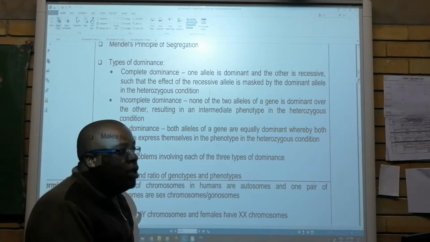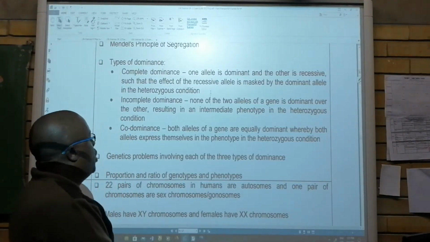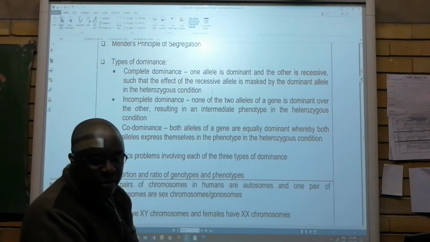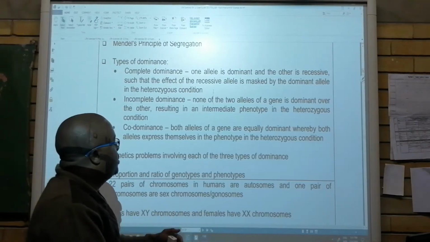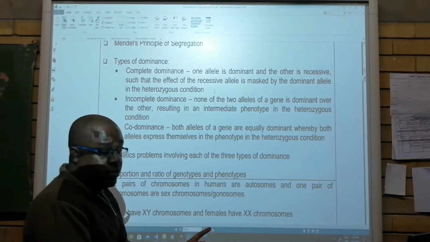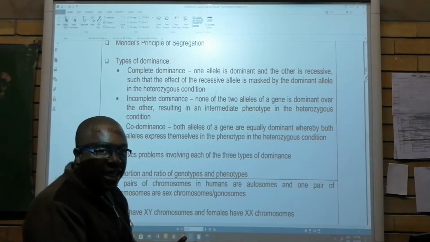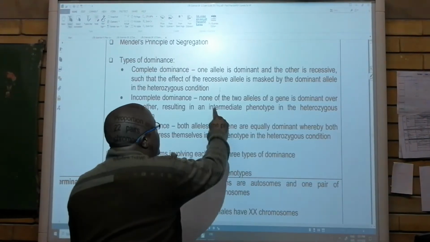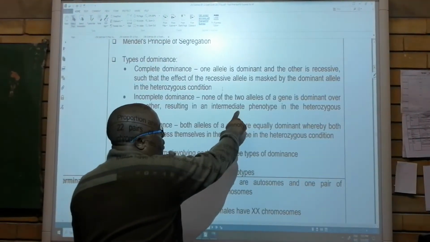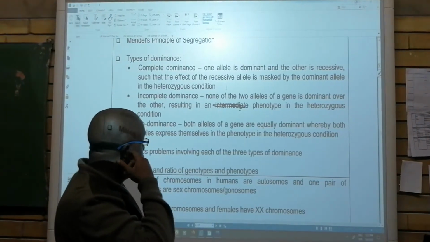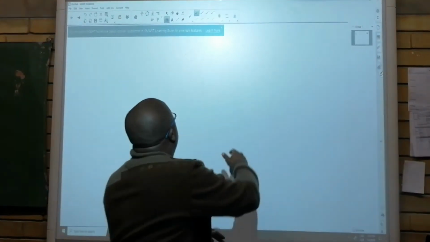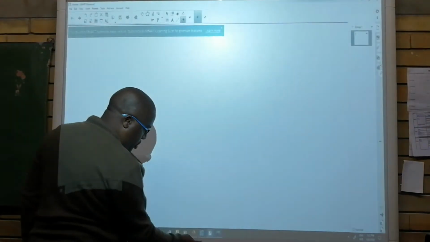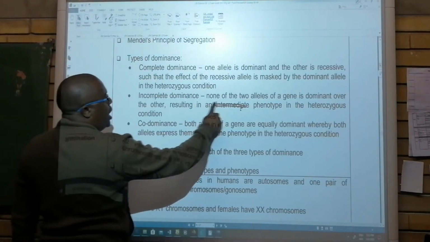And then in incomplete dominance, what did we talk about? We talked about how there is not any allele that is going to be dominant over the other. Instead, when these two alleles are found together in a heterozygous state, what results is an intermediate phenotype. When you're looking at an intermediate phenotype, we're talking about a blend of the two alleles.